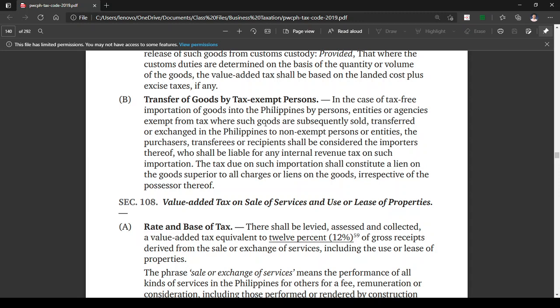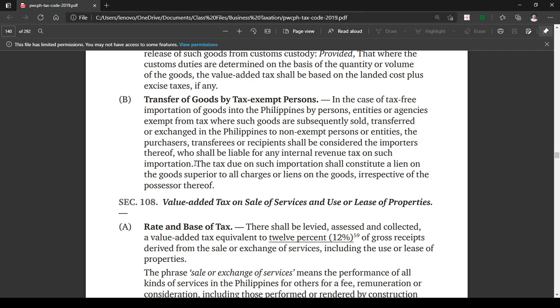Where such goods are subsequently sold, transferred, or exchanged in the Philippines to non-exempt persons. So binenta nila sa non-exempt persons or entities. The purchaser, transferees, or recipients shall be considered the importers thereof, who shall be liable for any internal revenue tax on such importation. So let's give out an example para mas madali niyong maintindihan.